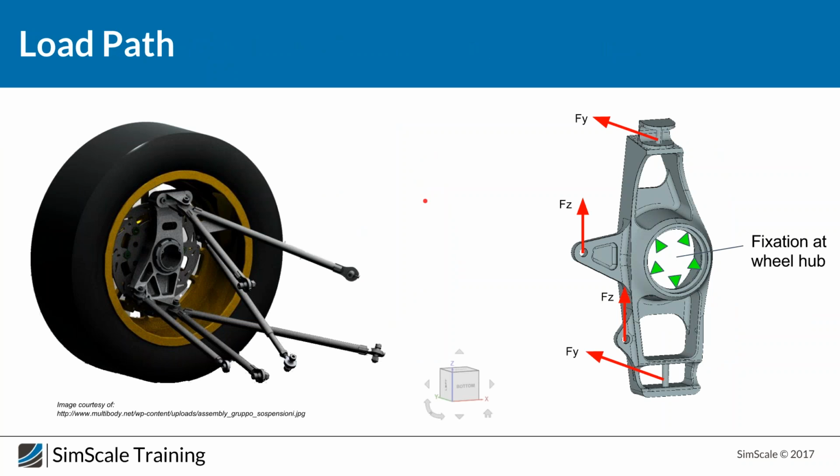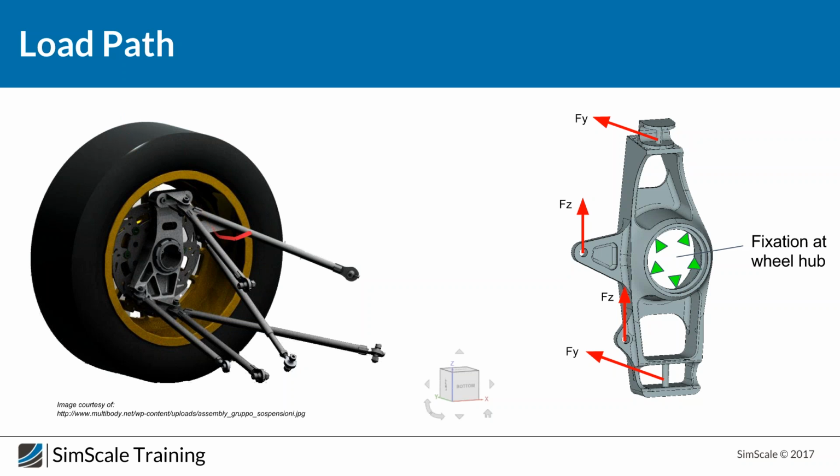The next step is to find out about your load path. Which loads are acting on my upright? This depends for sure on your case. But especially for FEA, I think you should really talk to your vehicle dynamics colleagues on your team, and they should be able to provide you with loads. You can also start with very easy free body diagrams, but usually it's quite simple.